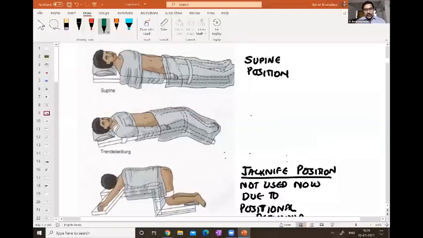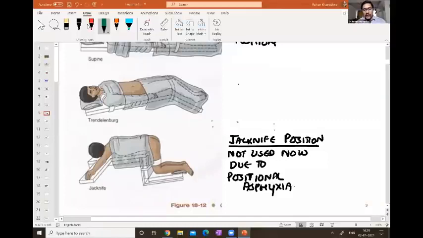You also have the jackknife position. This is the jackknife position where the patient is in the knee elbow position. And very important question which has been asked in the exam, that this is not used now. Jackknife position is not used because of positional asphyxia. So you should know that we no longer use jackknife position.